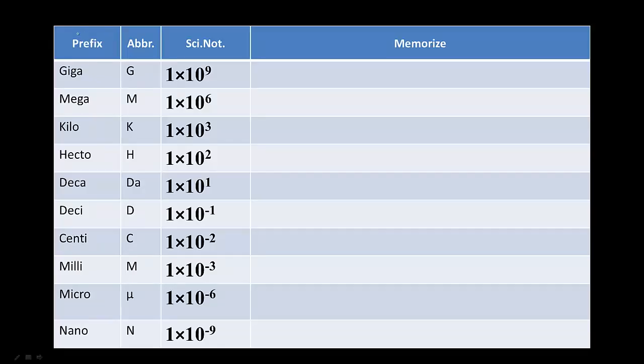Okay guys, we have prefixes. You need to memorize all these prefix names, their abbreviations, and how much they're each worth. Alright, so 1 giga is equal to 1 times 10 to the 9th of something. So for instance, 1 gigameter is equal to 1 times 10 to the 9th meters. So 1 giga is equal to 1 with 9 zeros after it.